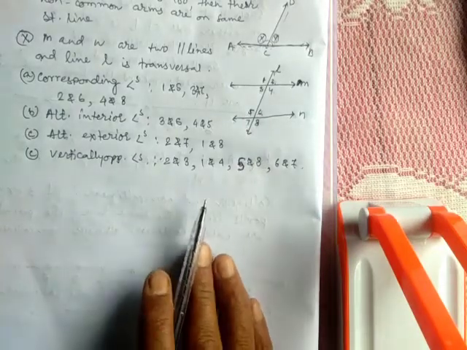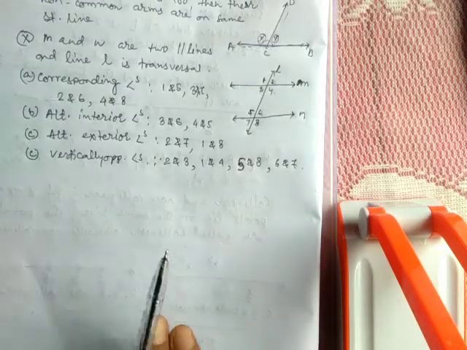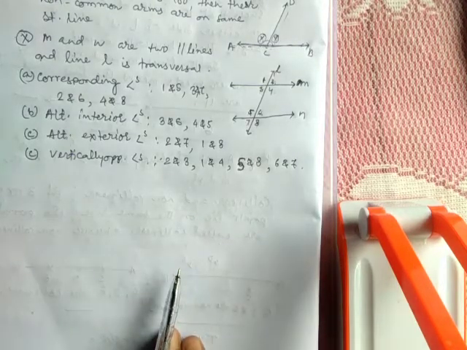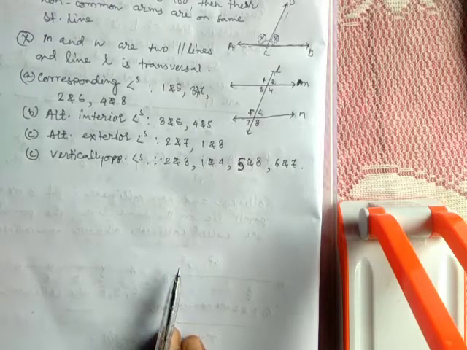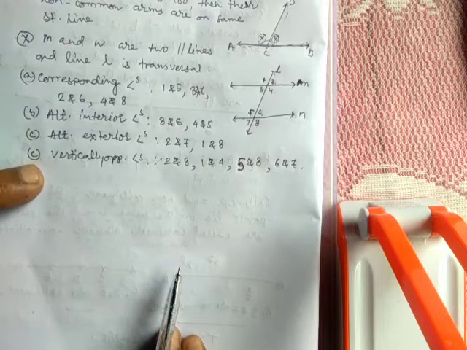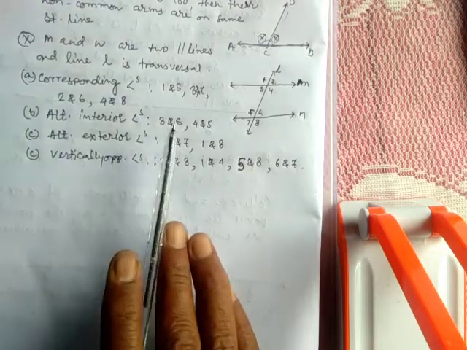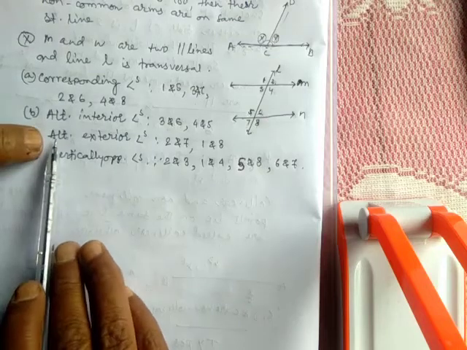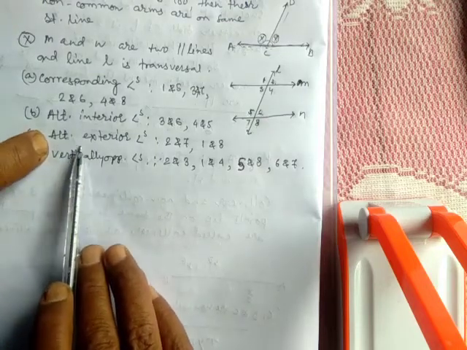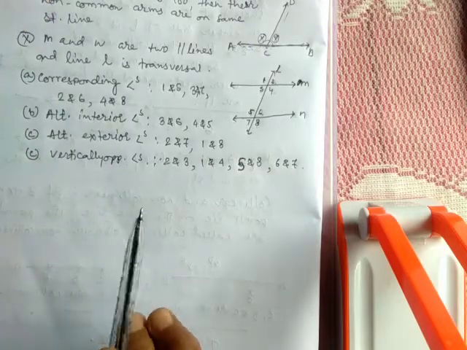So you have to remember these angles, this very important part. We have seen corresponding angles are always equal. Alternate interior, alternate exterior, and vertically opposite angles, they are equal. All alternate interior angles are equal. All alternate exterior angles are equal. Vertically opposite angles are equal.